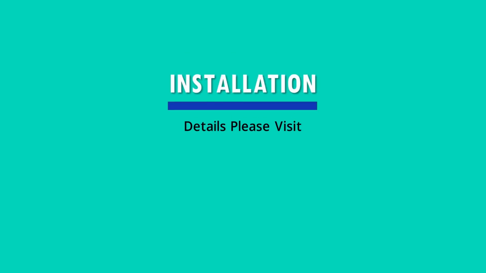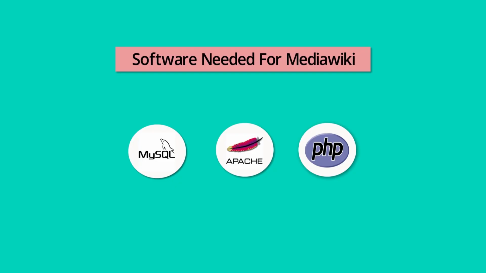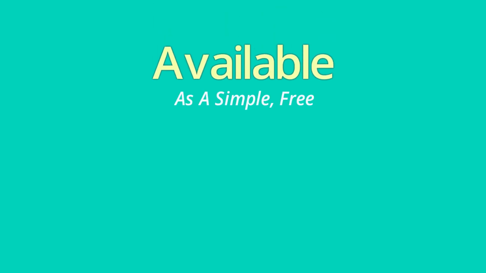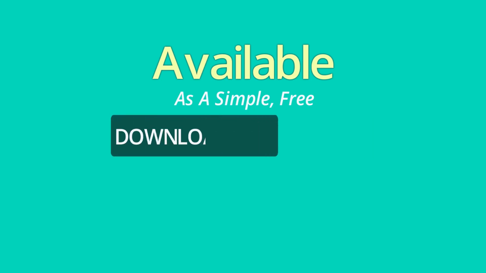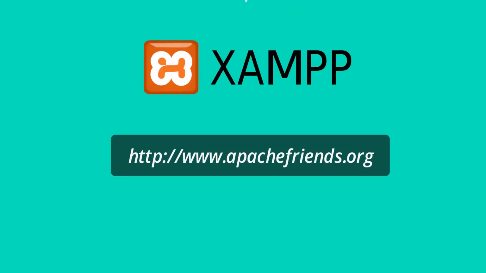You can download the MediaWiki software. Go to the link. It will open this page and you can download the software MediaWiki. In fact, to ease the process, all the important software needed for MediaWiki, like Apache web server, PHP and MySQL database, is available as a simple, free, one download installation as XAMPP from the following link, which can be installed and configured easily.